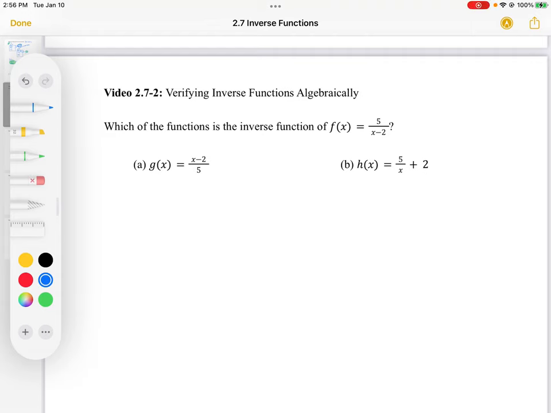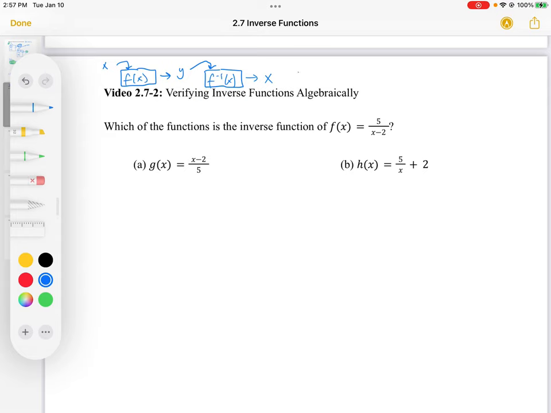In this video, we're going to learn how to verify inverse functions algebraically. From the last video, we learned that if we take an input, which we generally call x, and plug it into a function, we get an output. Generally speaking, we call that output y. If we take that output and plug it into an inverse function, it will undo what the original function did, and we will get our original input.